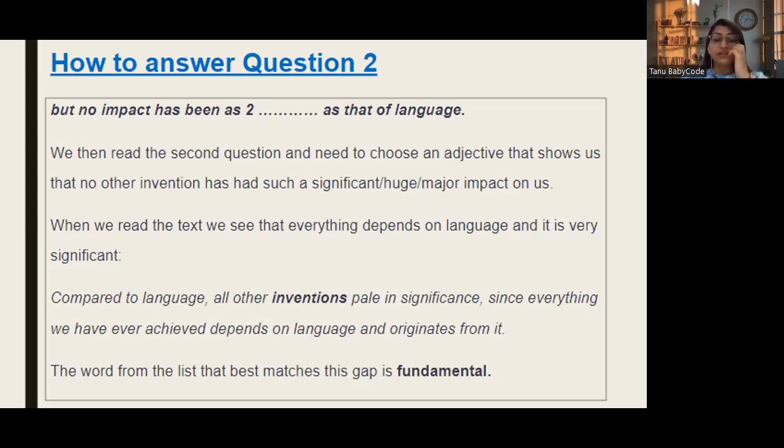So the word from the list that matches this gap is, now you can see what they are mentioning here, fundamental. That means it is an essential part. It is a significant part, right? So you can choose that word from the box.